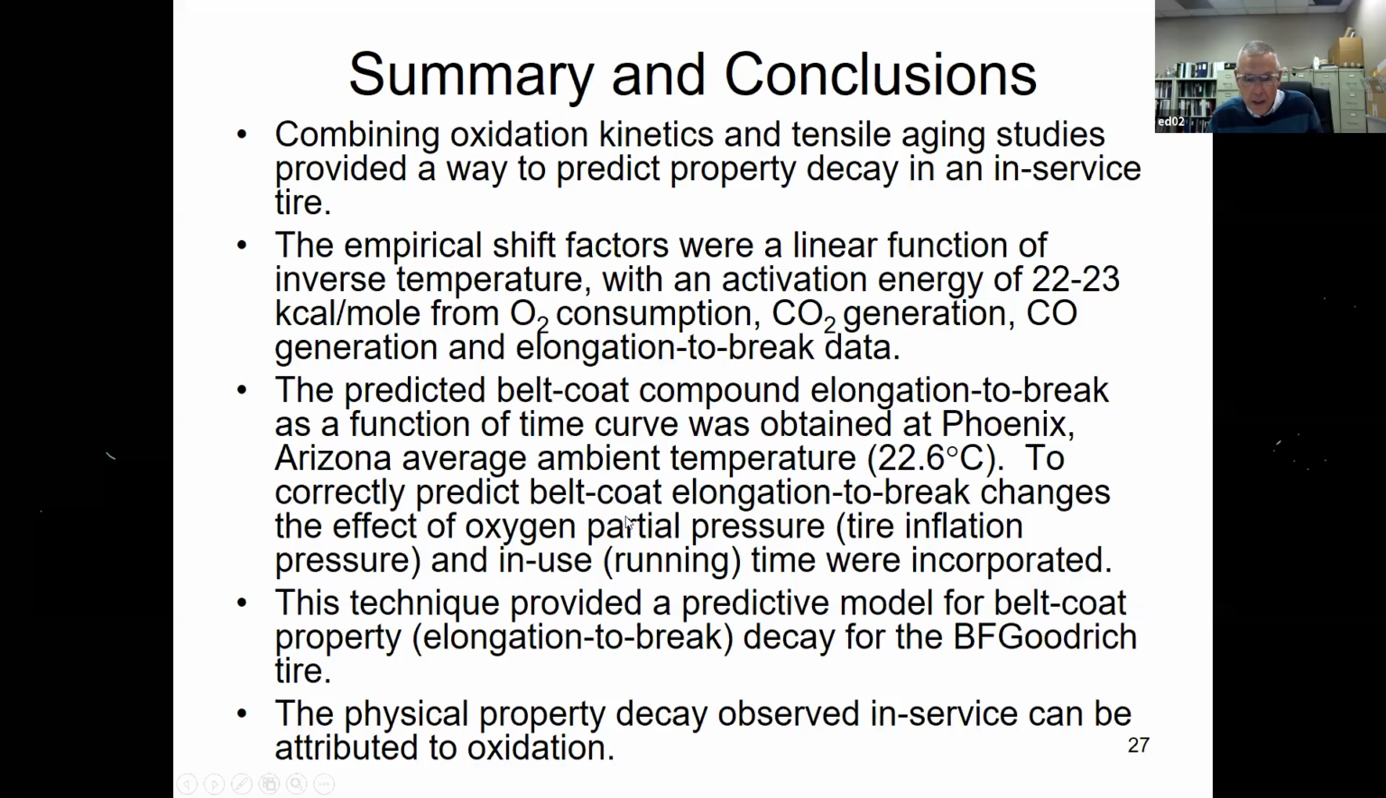To correctly predict belt coat elongation to break changes, the effect of oxygen partial pressure, tire inflation pressure, and in-use running time were incorporated. This technique provided a predictive model for belt coat property elongation to break decay for the BF Goodrich tire. And we say the physical property decay observed in service can be attributed to oxidation.